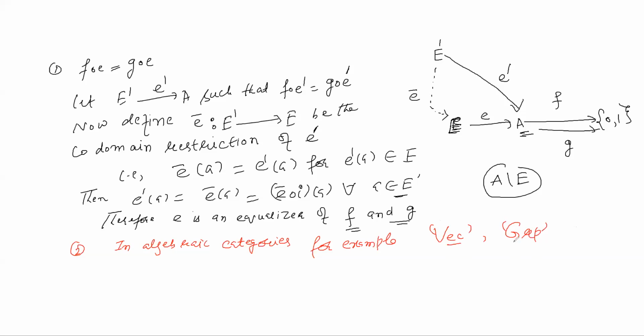But here, in these categories, VAC and group, all monomorphisms are regular. So we just need to show the converse part, that monomorphisms are regular, because regular monomorphisms are monomorphisms. This we know. So I will take the case of VAC. You can take the group; the group actually follows from that.